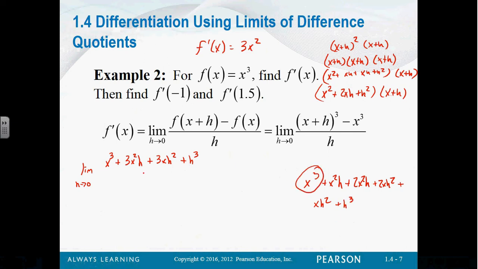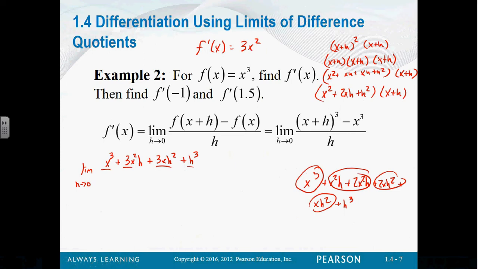We've got x cubed. X squared h plus 2x squared h gives us 3x squared h. 2xh squared plus xh squared gives us 3xh squared. And then plus h cubed. Okay?